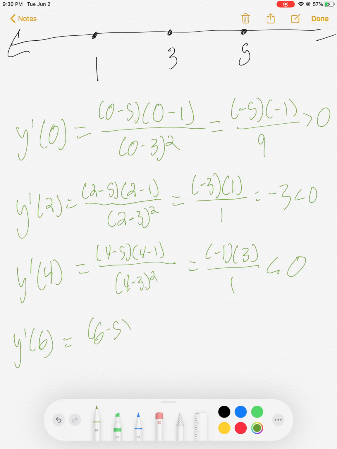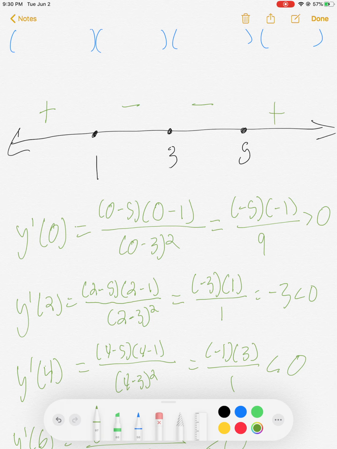And then 5, y prime of 5 equals, again, oh no, I did that thing again. I don't want to pick 5. I want to pick something bigger than 5. I'll pick 6. 6 minus 5, 6 minus 1 over 6 minus 3 quantity squared. And I'm just going to go ahead and assert that that is positive because everything in sight here is positive.